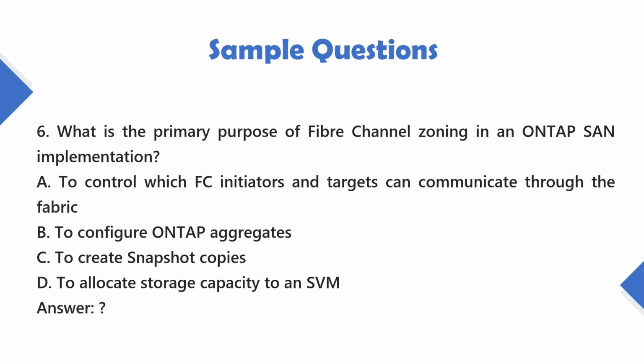6. What is the primary purpose of fiber channel zoning in an ONTAP SAN implementation? A. To control which FC initiators and targets can communicate through the fabric. B. To configure ONTAP aggregates. C. To create snapshot copies. D. To allocate storage capacity to an SVM.